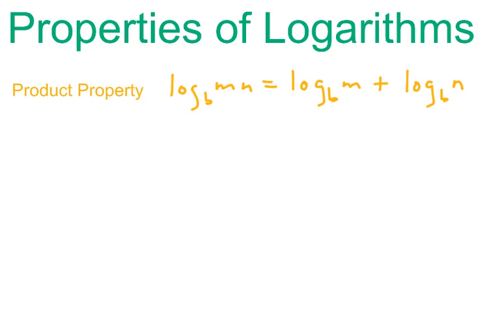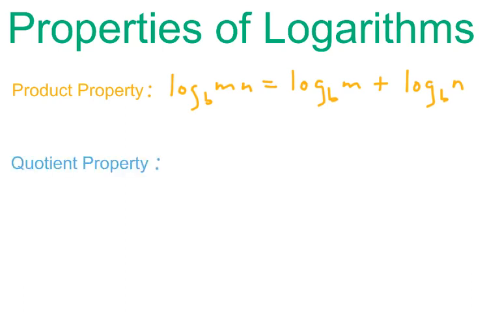And look what we're adding. We're adding two logs. But since logs are exponents, it's kind of like we're adding exponents. Wait a minute. When do we add exponents? That's right, in a multiplication problem. When multiplying, you add the exponents. And so we're just trying to show you that this product property really comes from a property of exponents.